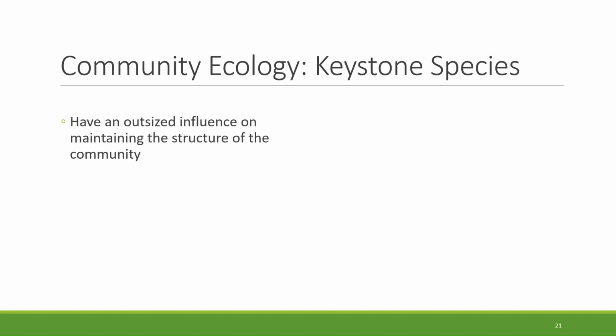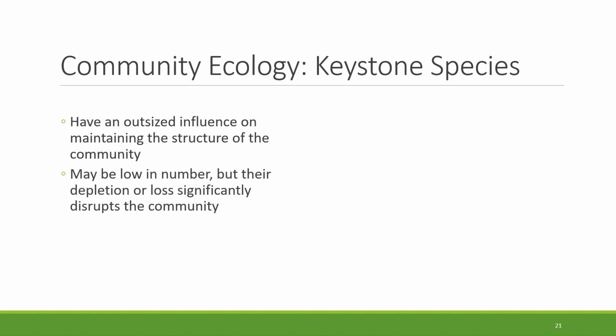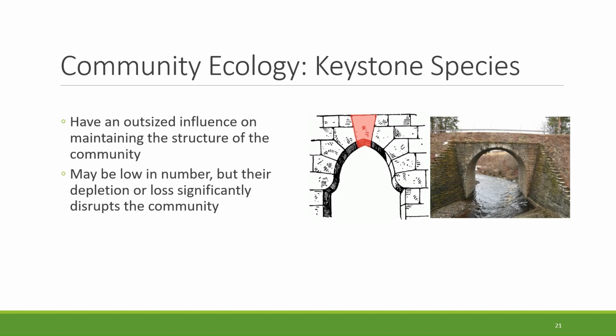Another type of species that plays a significant role in communities is a keystone species. A keystone species is a species that has an outsized influence on maintaining the structure of the community, meaning that its level of influence is disproportionately large compared to how many of these organisms there are. So there may not be many of them, but the depletion or loss of these species leads to a significant disruption in the community.